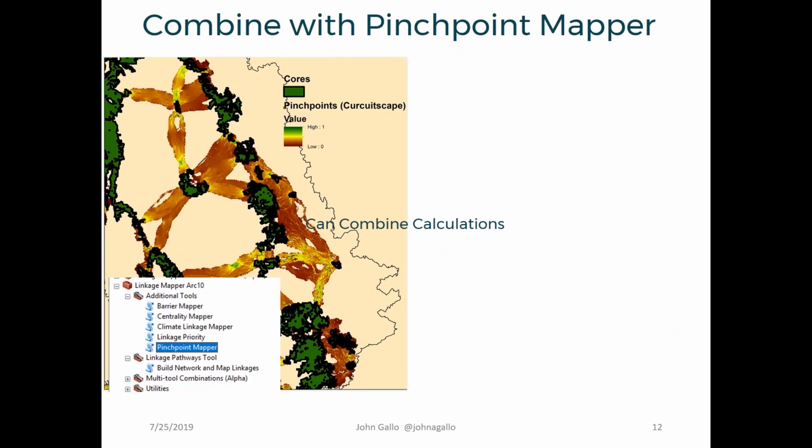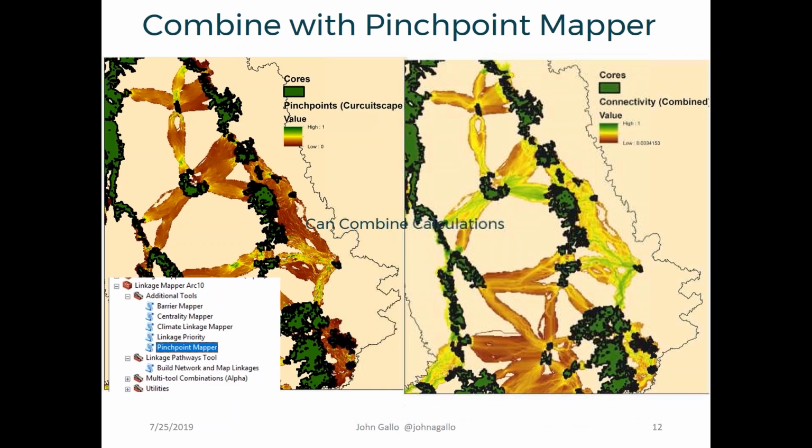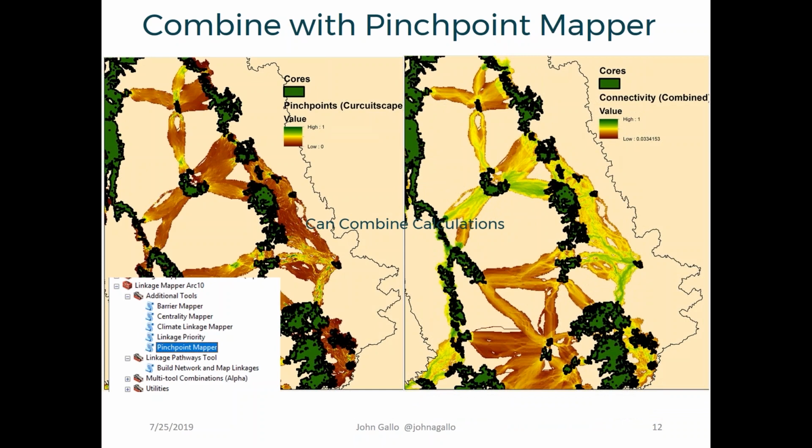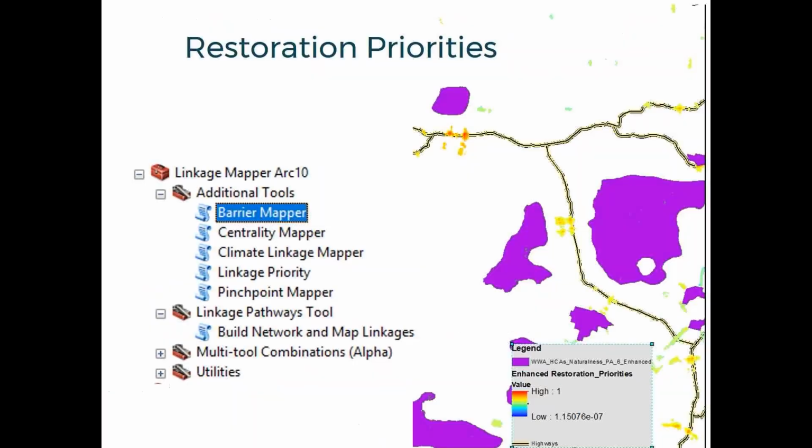Pinch point mapper is here on the left. It uses circuit theory. It calls Circuitscape and identifies the pinch points on the landscape. So you can add that into that previous thing, creating an even more detailed mashup. And so we have a new tool that helps with that combination.